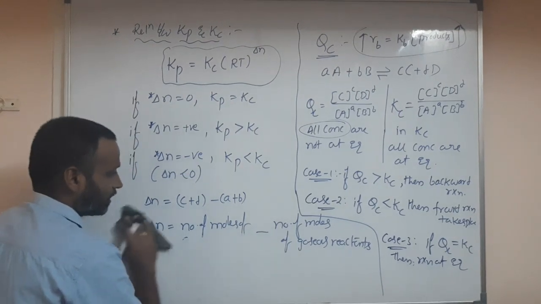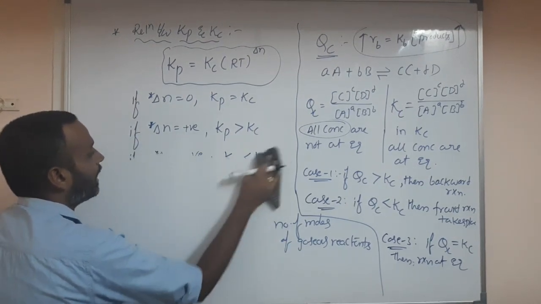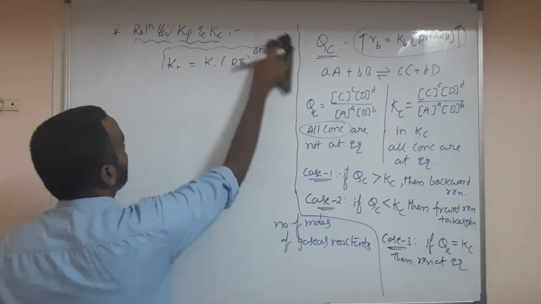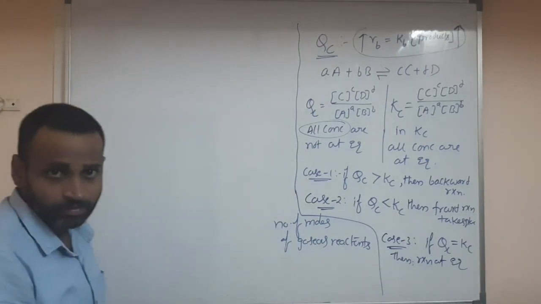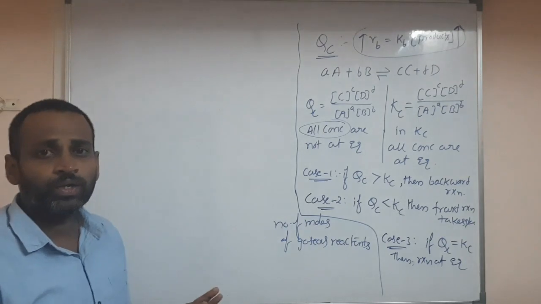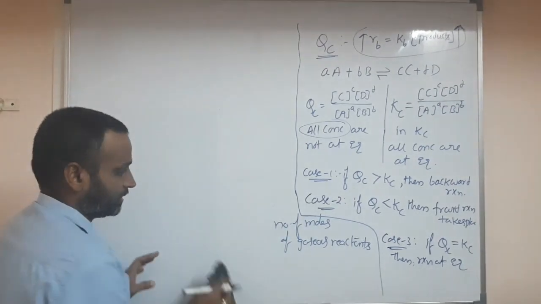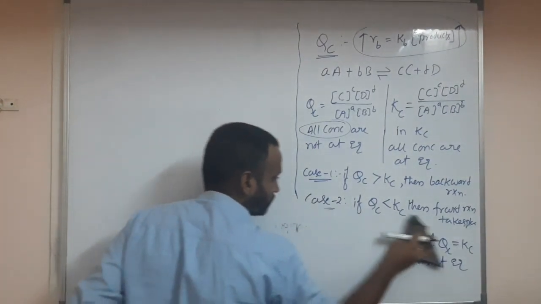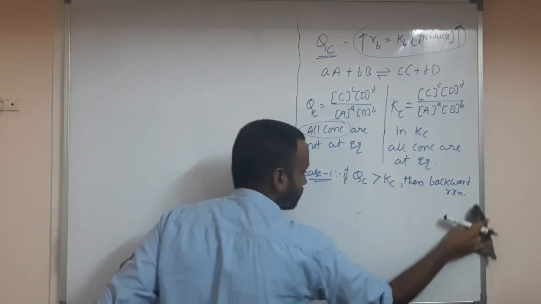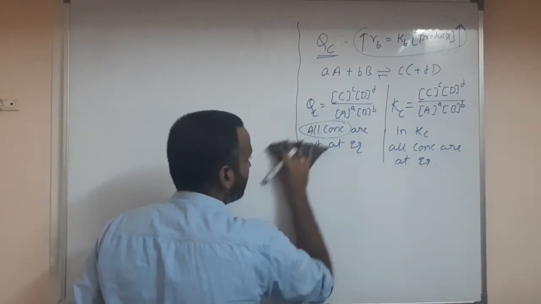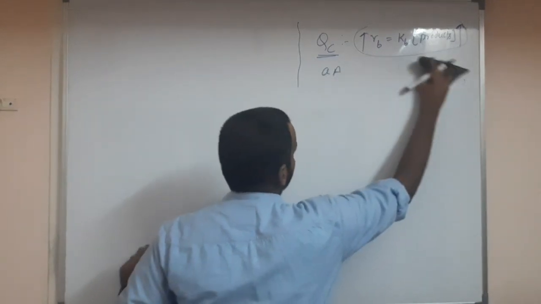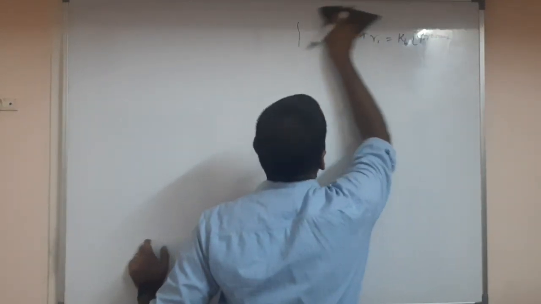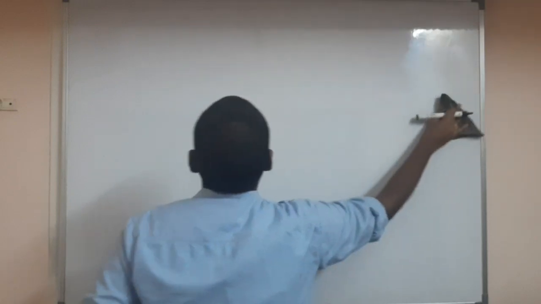I gave a relation between Kp and Kc, and now a relation between QC and Kc. So important, please note it down. Next we will go through some concepts which are useful to solve numericals. I'll give cases here.